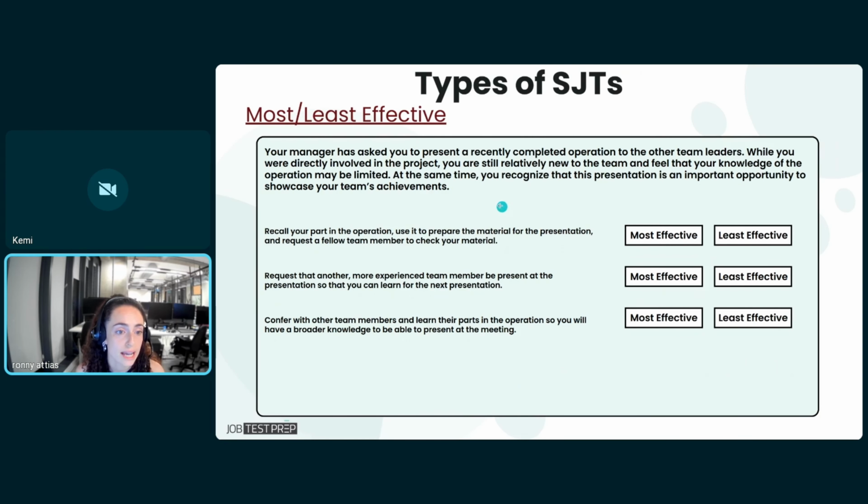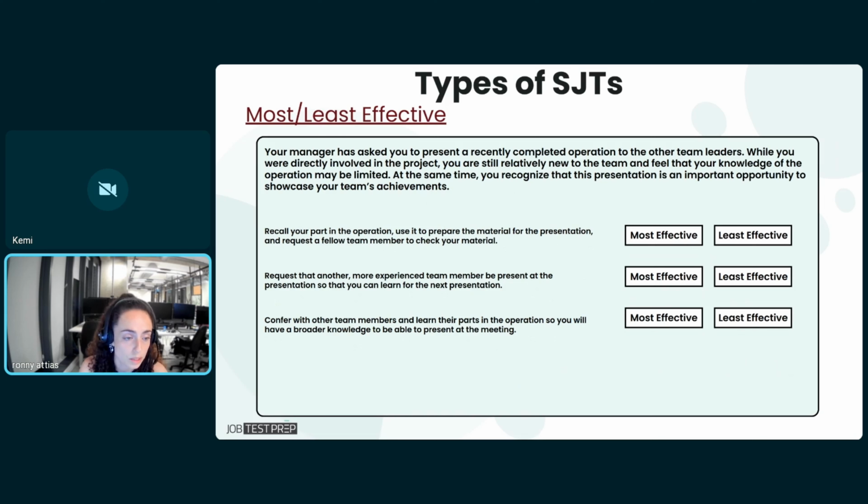Your manager has asked you to present a recently completed operation to the other team leaders. While you were directly involved in the project, you are still relatively new to the team and feel that your knowledge of the operation may be limited. At the same time, you recognize that this presentation is an important opportunity to showcase your team's achievement. Okay, so now you have to decide what are you going to do given this case and what you find to be most effective or least effective.